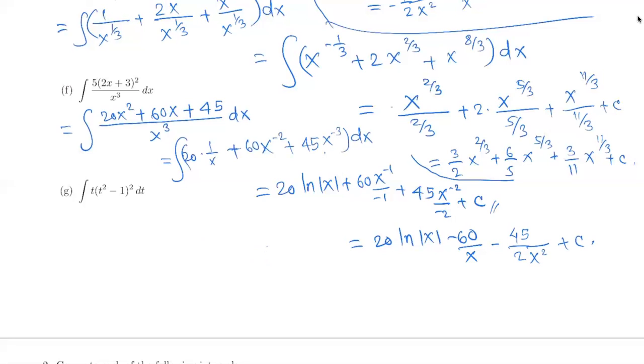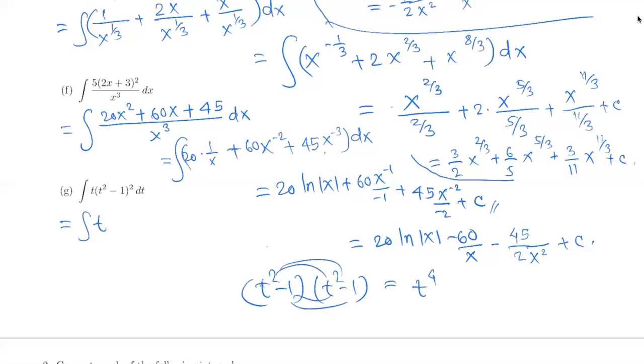In part G here, we got t times t squared minus 1 squared. Same thing like the top of the previous question. We need to simplify, and we cannot multiply inside yet. So this is t times, we want to multiply t squared minus 1 squared, which means t squared minus 1 times t squared minus 1. And this problem can be solved using u sub as well, because the derivative of the inside function is 2t and we have t here. But for now, we can just simply multiply.